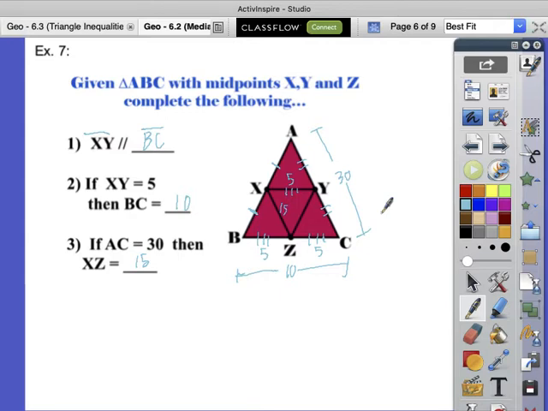Questions on this one? I know the picture is really dark, okay?